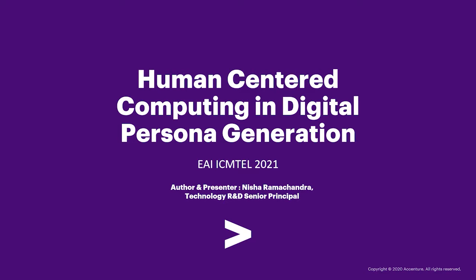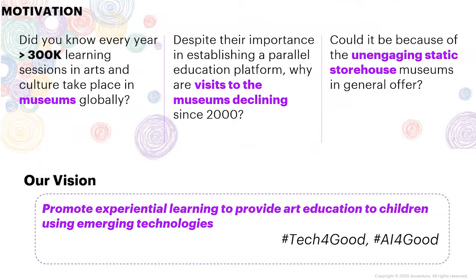So first let me talk about the motivation behind our work. Me and my team work for the Tech for Good program in Accenture, where we develop technological innovations for social good. During our research in the domain of education, we found interesting relations between museums, arts, and education. The question which lingered was that at the museum, there are more than 300,000 learning sessions happening in arts and culture globally. But despite being established as a parallel education platform, the visits to the museums are declining since 2000. The reason could be that mostly it is considered as unengaging and static storehouses.